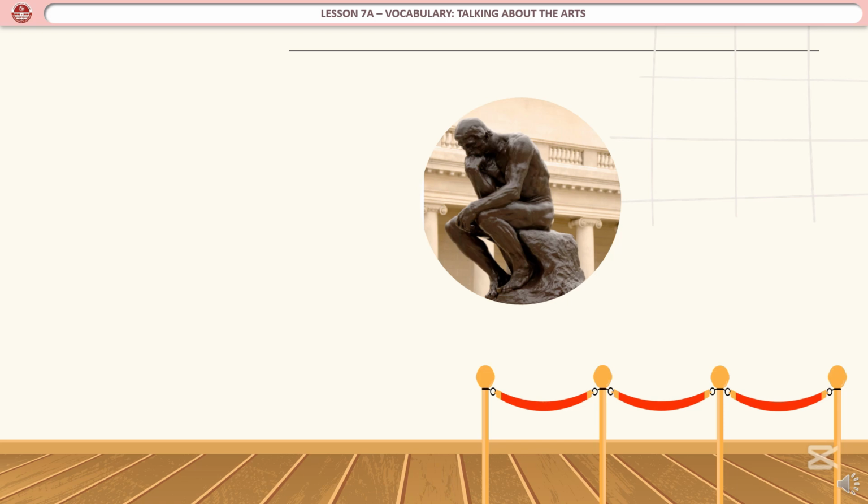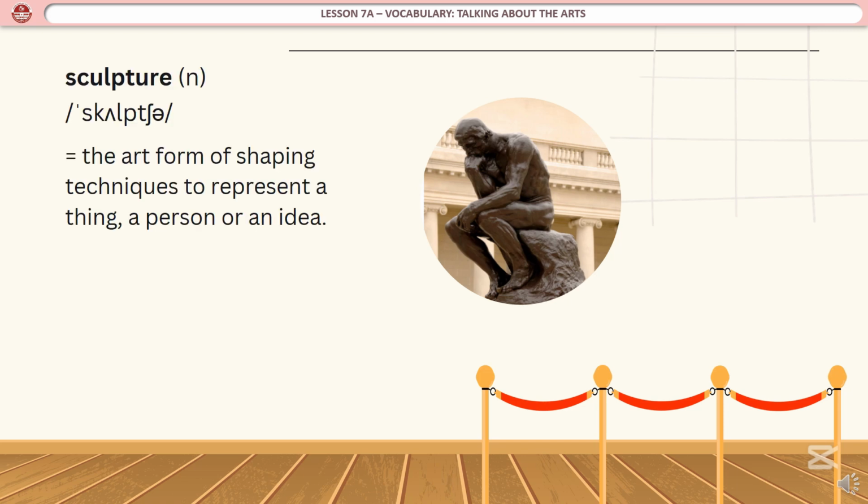Take a look at this photo. What is it? Yes, it's the statue. Do you know the name of this statue? It's The Thinker. So we say this statue is a product of sculpture. Again, sculpture. That's really good. Sculpture is the art form of shaping techniques to represent a thing, a person, or an idea.